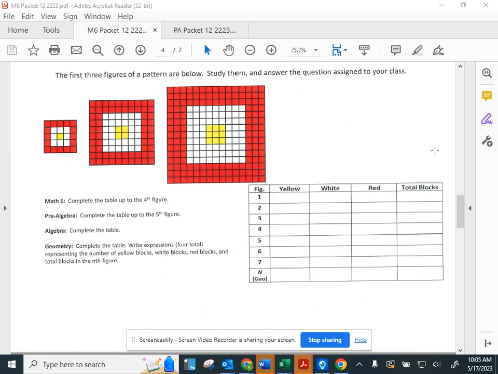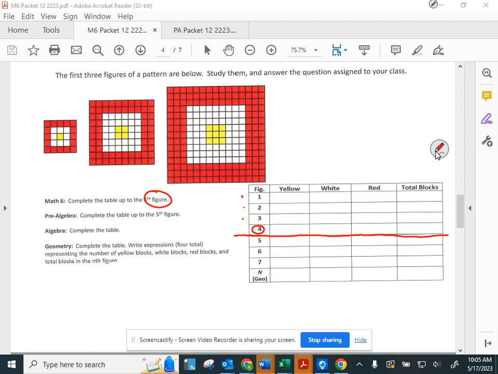Pattern page. First thing we do is we're going to fill in for the first, second, and third figures. And then we have to do the fourth figure. We do not have to go beyond that. So let's fill in what we know.